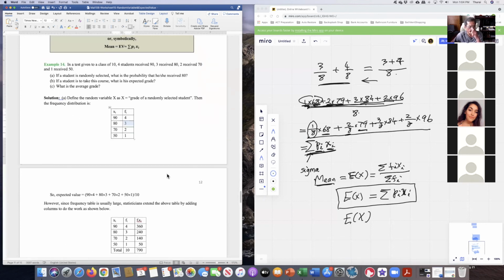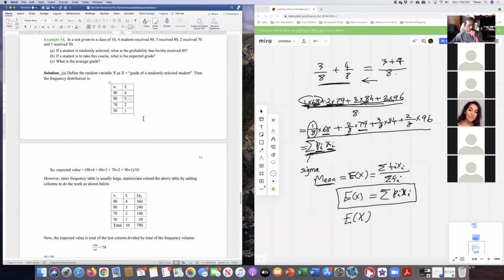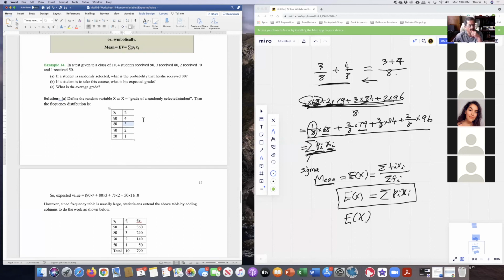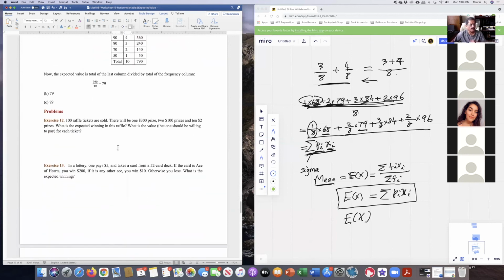79. The expected value represents exactly what it means: expected value. What would be expected if you took this course? What grade is expected? Same as the average. What is the average grade? It's the same thing. Expected value and average are the same. So it is 79.